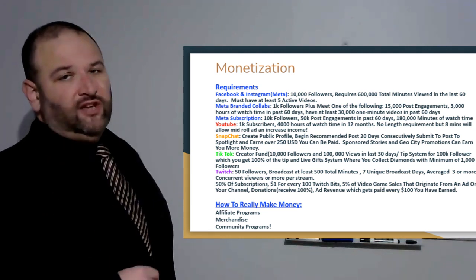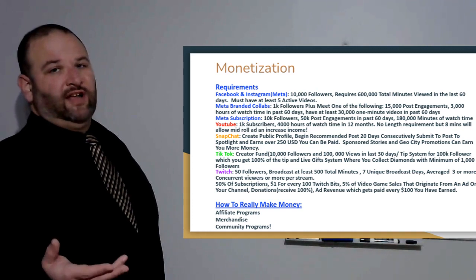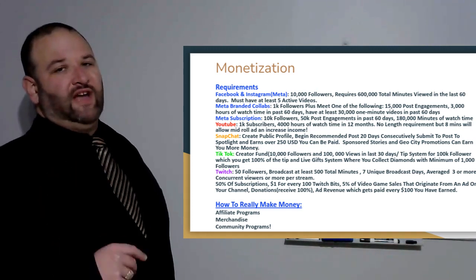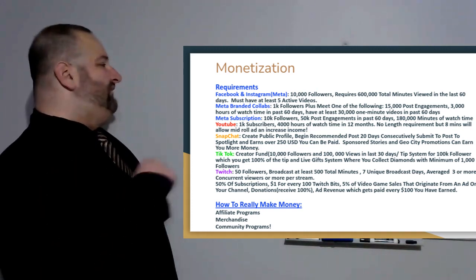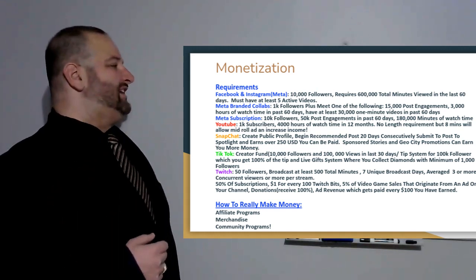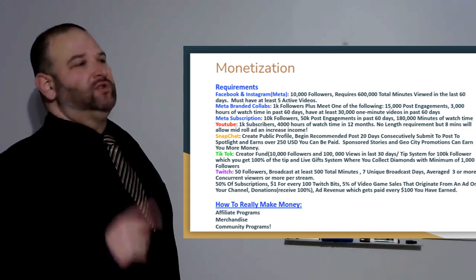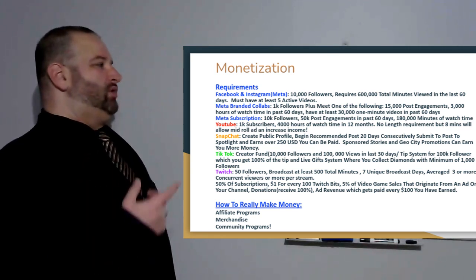And that's the requirements you need in order to make money off of producing content. There are 2 other ways you can make money. The first is branded collaborations. Now, with branded collaborations, you only need to have 1,000 followers. But you do have to have 15,000 post engagements, as well as 3,000 hours of watch time in the past 60 days. You also need to have 30,000 1-minute videos posted in the last 60 days.